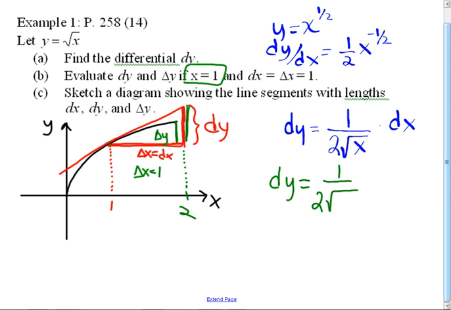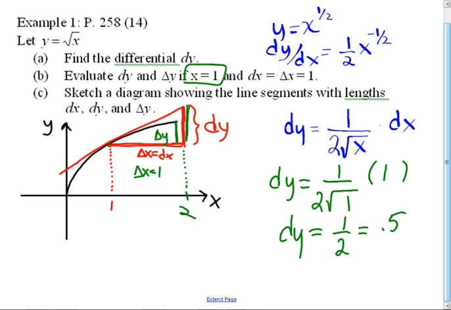And what x value do I want to put in, though? I don't want to put in 2 because I don't know what the square root of 2 is. I want to put in the dy that started at x equals 1. So it's not going to be right. It'll be close, but it's not going to be right. I'm going to put in 1 there. And what's delta x then? It's 1. Well, I know what that is. What's dy equal to? 1/2. Or you guys prefer decimals.